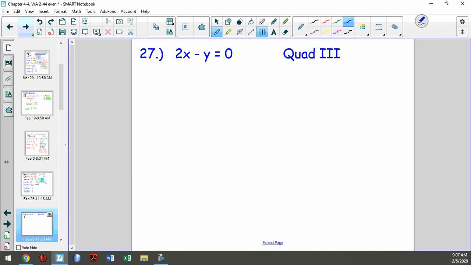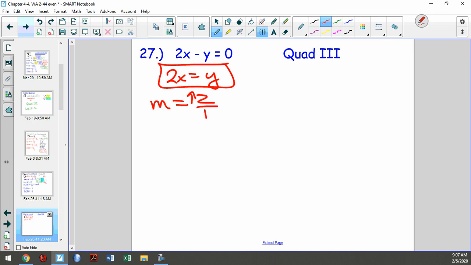Can I solve that for y? And what is that equation? 2x equals y, which means my slope is going to be what? 2 over 1, up 2 to the right 1. And what is my y-intercept?